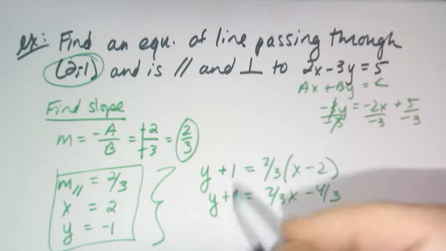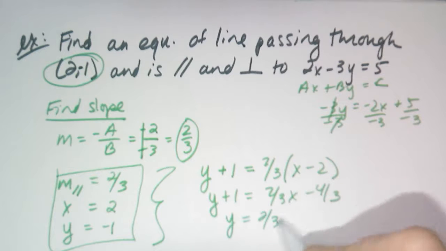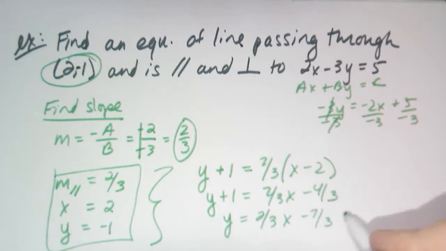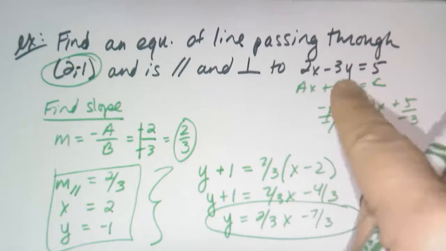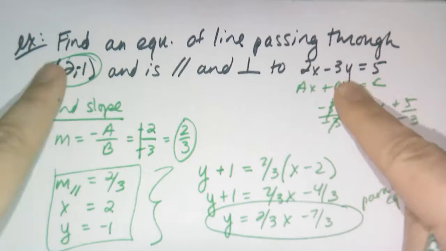Let's see if we can do this. Y equals 2/3 x, what? Minus 7/3. Very good. That is the parallel equation to this line that goes through that point.